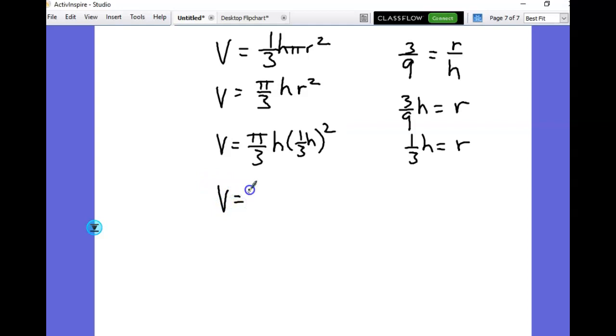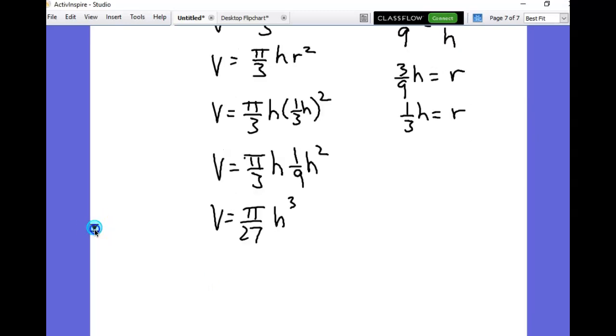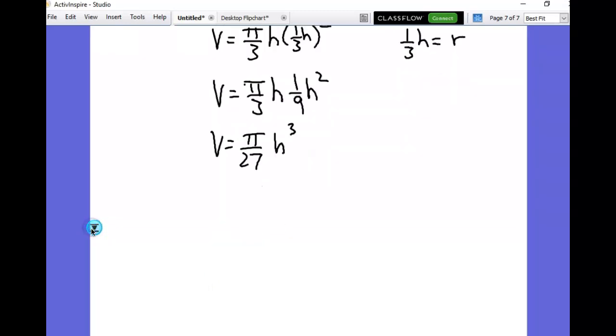Anyway, no more yammering. That gives me pi over 3h, and that's going to be 1/9 h squared, which I can simplify some more into this. All right, from here on out, I think you guys will be able to handle it. I'm just going to zip through it, though. Take the derivative.